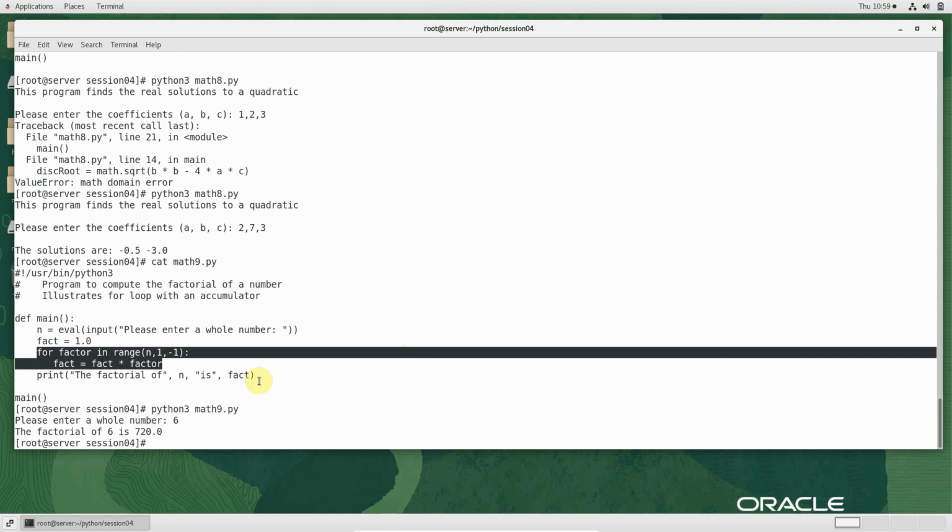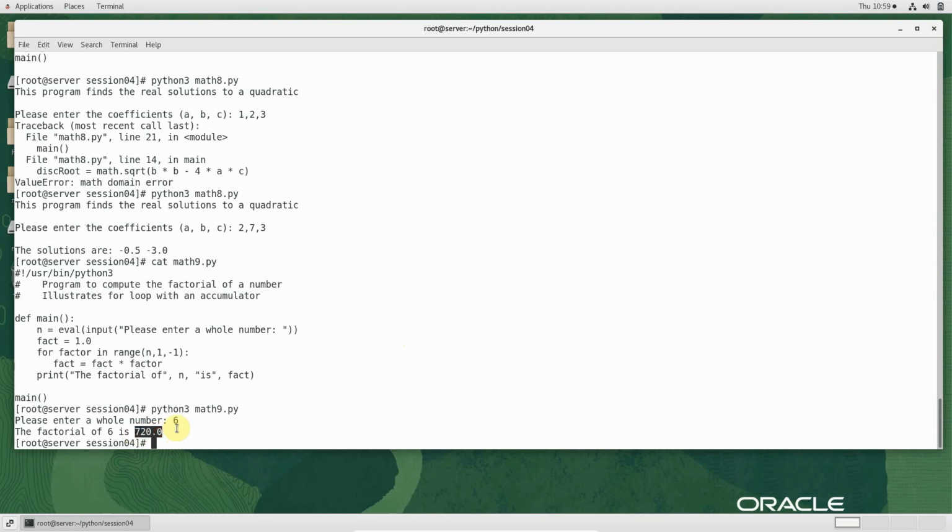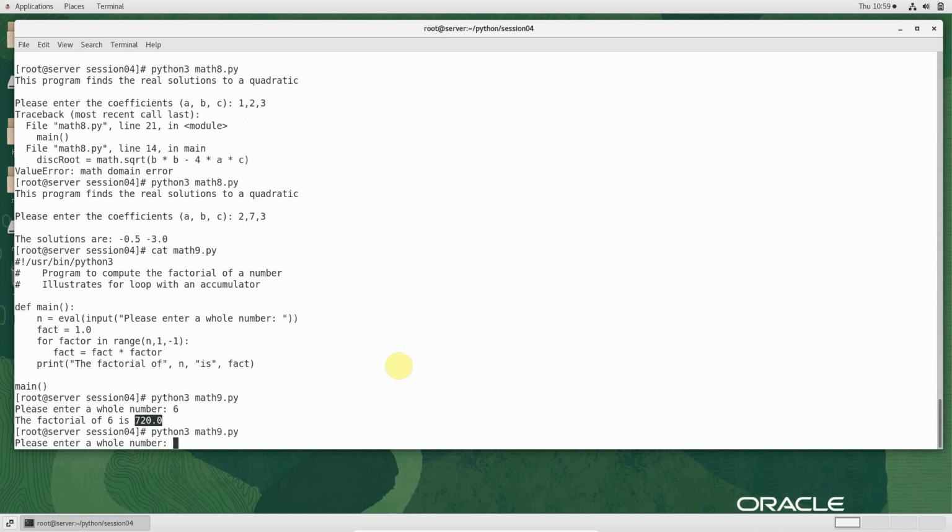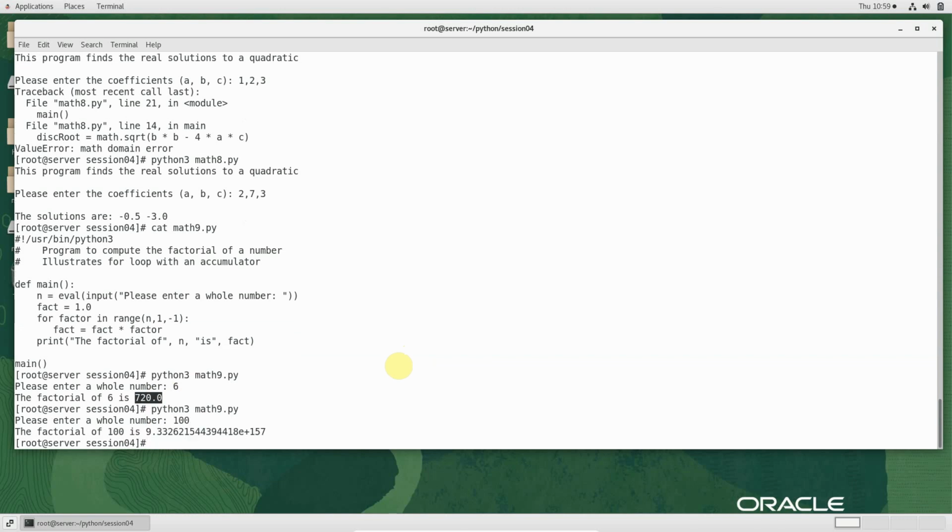So factorial of 6 is 720. It is actually 6 multiplied by 5 multiplied by 4 multiplied by 3 multiplied by 2 multiplied by 1. All the numbers from 1 to that number, if you multiply, that's called factorial. You know this mathematics part, right? So if I try the same number with, let's say, 100, it's giving me exponential form.